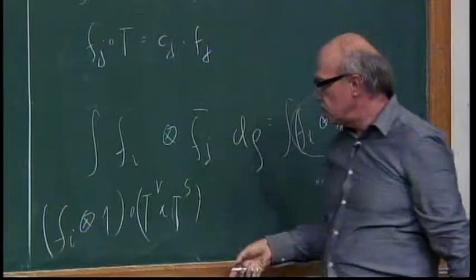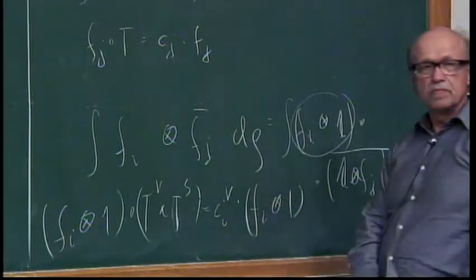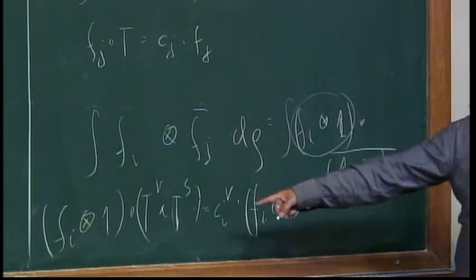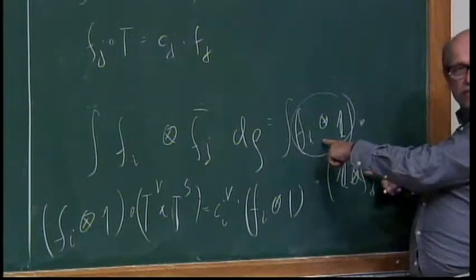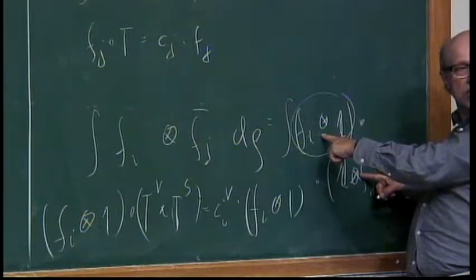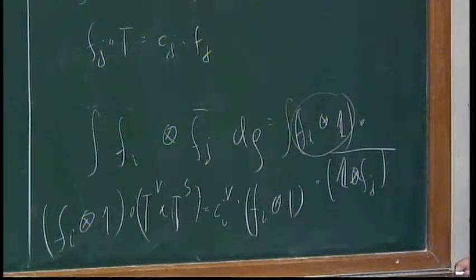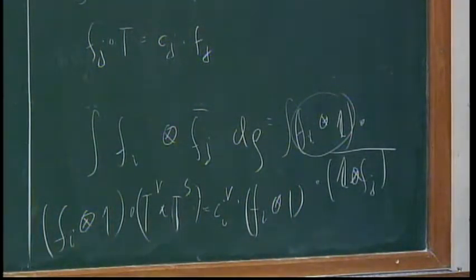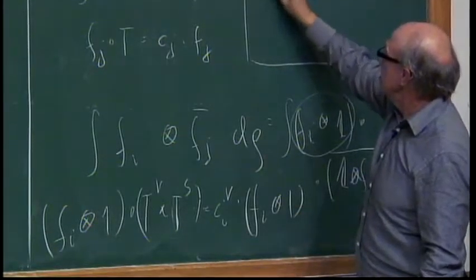In other words, I have functions which depend on one coordinate, and I look at them as functions depending on two coordinates. This function f_i was an eigenfunction. What about this function? It is now a function of two coordinates. If you look at T^r cross T^s, you see that only one coordinate matters, because we are considering a joining and the function depends on one coordinate, so we can forget what is happening on the second coordinate. We end up with c_i^r times the same function. And the same for the second one.